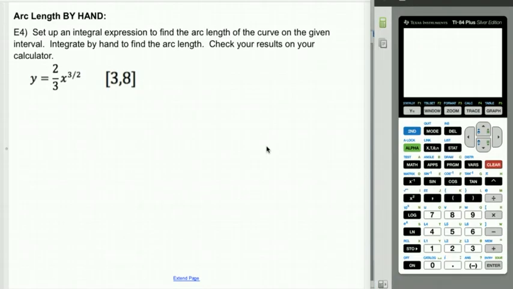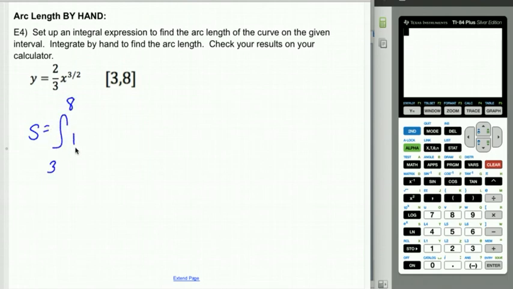All right, so we're going to walk through two problems where we do arc length by hand. So we're going to set up the integral expression for the arc length of this curve between 3 and 8, and then we're actually going to integrate by hand and check on the calculator. So remember, you might as well write out the formula for the arc length because you know what it is even if you don't know what the derivative is yet, right?